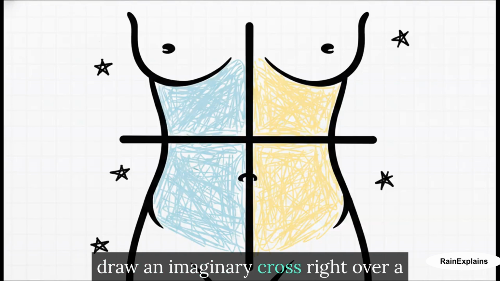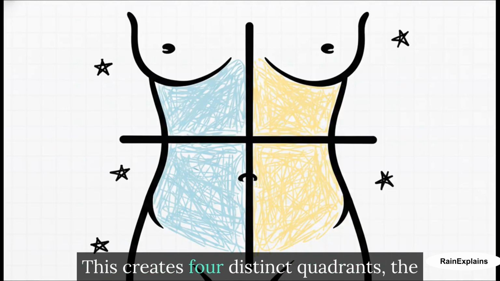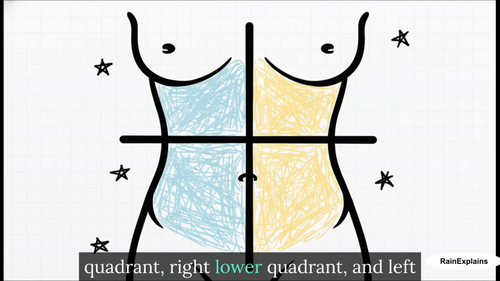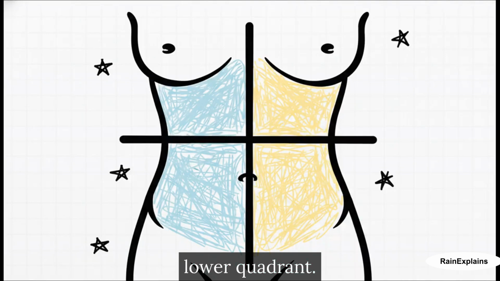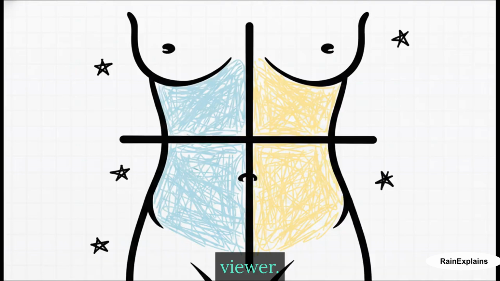To make communicating about that massive abdominal pelvic area a little bit easier, healthcare providers essentially draw an imaginary cross right over a patient's navel, or belly button. This creates 4 distinct quadrants: the right upper quadrant, left upper quadrant, right lower quadrant, and left lower quadrant. And here's a pro tip. Right and left always refer to the patient's right and left, not yours as the viewer.